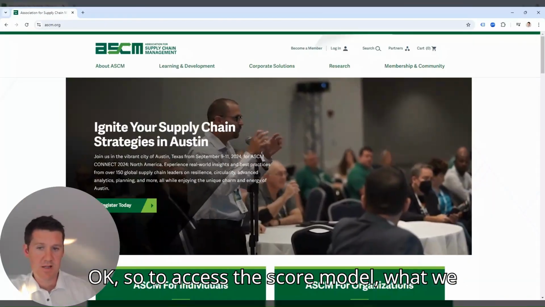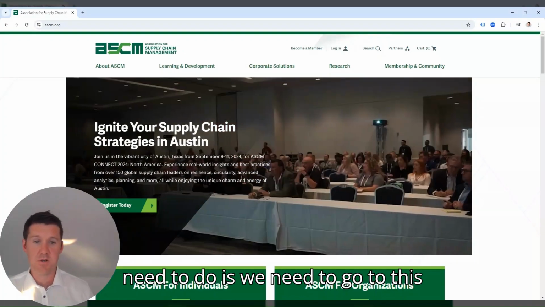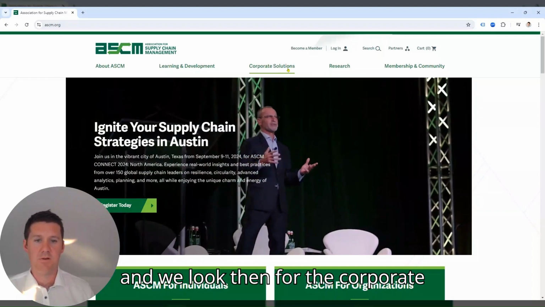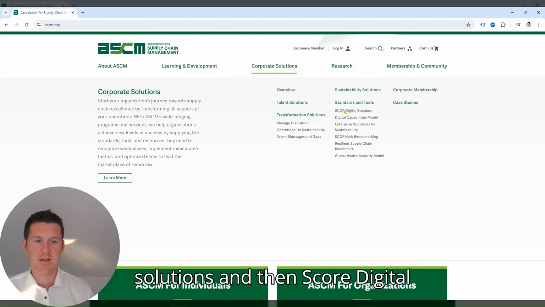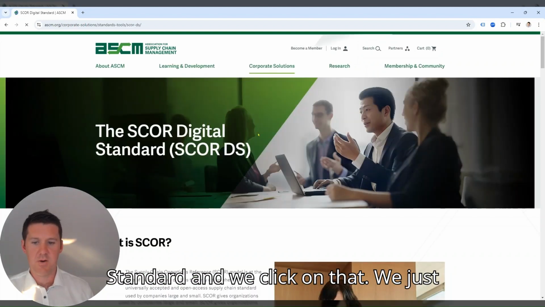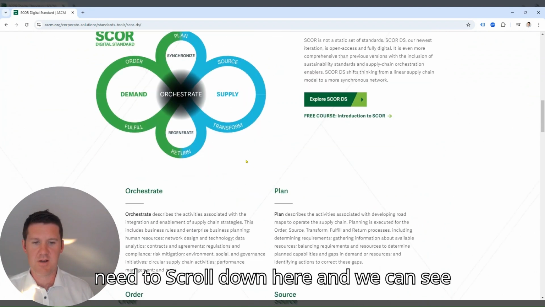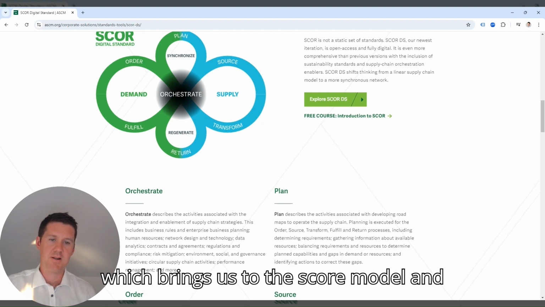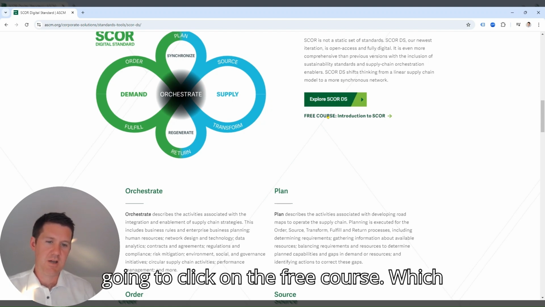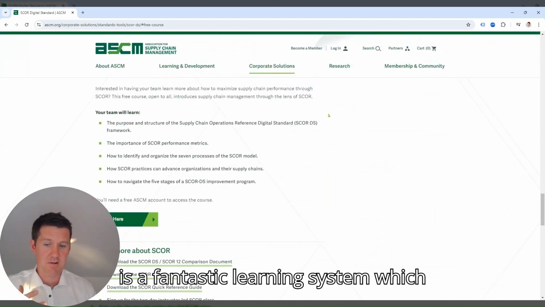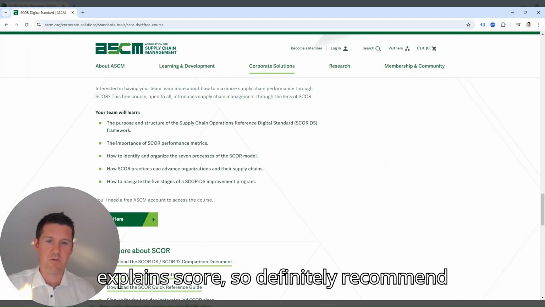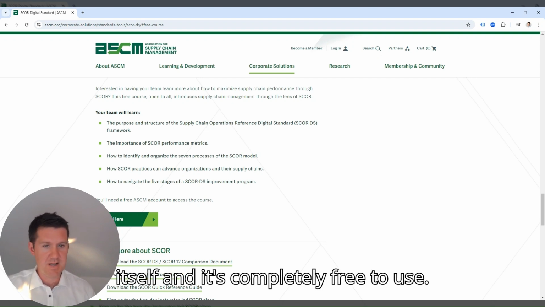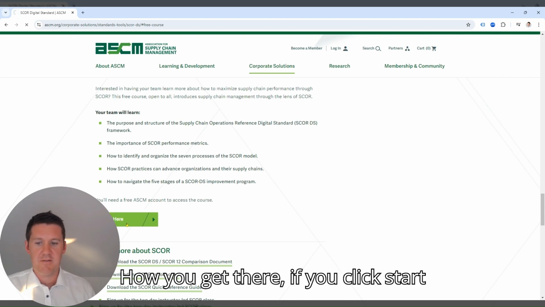Okay, so to access the SCOR model, what we need to do is we need to go to this website here, ascm.org, and we look then for the corporate solutions and then SCOR digital standard. And we click on that, we just need to scroll down here and we can see these two options, Explore SCOR DS, which brings us to the SCOR model. And then we have this free course. And I'm going to click on the free course, which is a fantastic learning system which explains SCOR. So definitely recommend doing that. It's a great resource in itself and it's completely free to use. How you get there, if you click start here.